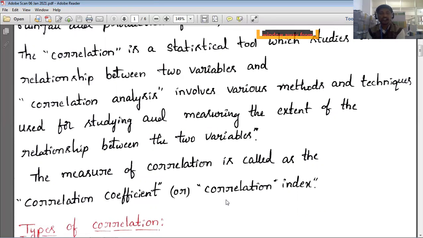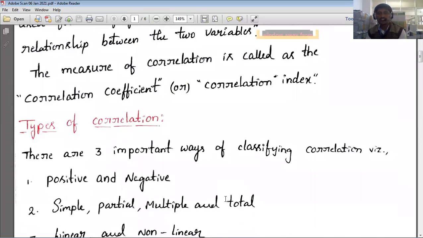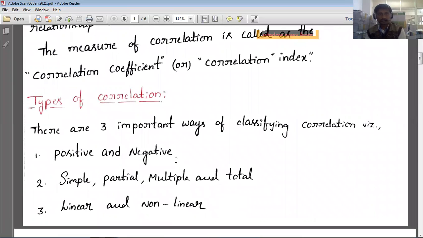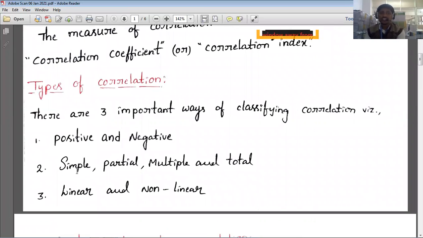And next, types of correlation. Here we are discussing different types of relation. So what are the types of correlation? There are three important ways of classifying correlation: positive and negative; simple, partial, multiple, and total; linear and non-linear. So here three different types of correlations we are discussing. One is positive and negative correlation, then simple correlation, partial correlation, multiple correlation, and total correlation, and next, linear correlation and non-linear correlation.